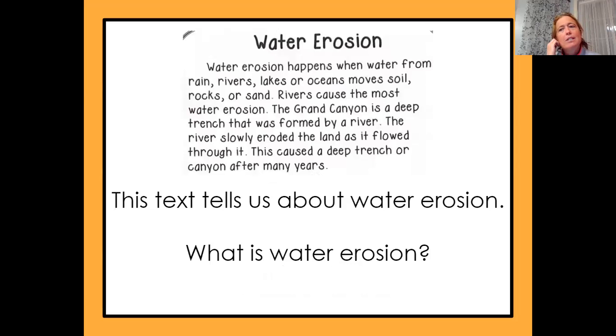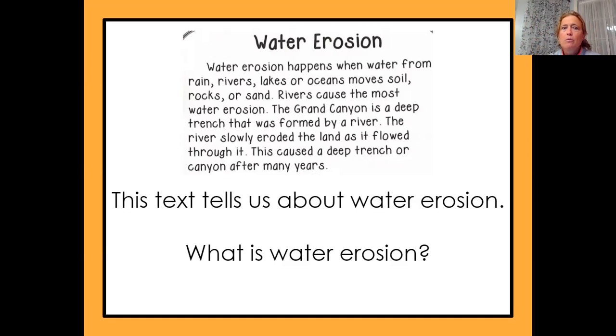All right, so our passage today is called water erosion. Water erosion happens when water from rain, rivers, lakes, or oceans moves soil, rocks, or sand, okay? So water erosion is when the water is flowing from rain, rivers, lakes, or oceans, flowing out of that area, or the rain is coming down so hard that it's causing a higher flow, and it moves the soil, rocks, or sand.